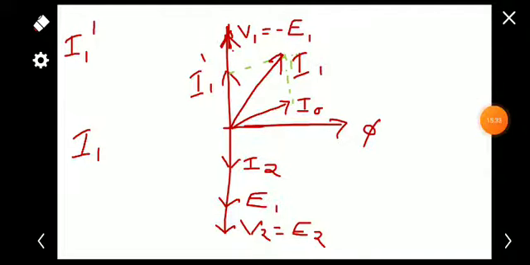With that we are winding up this video, and we will discuss the phasor diagram for the transformer on inductive and capacitive load in the next video.